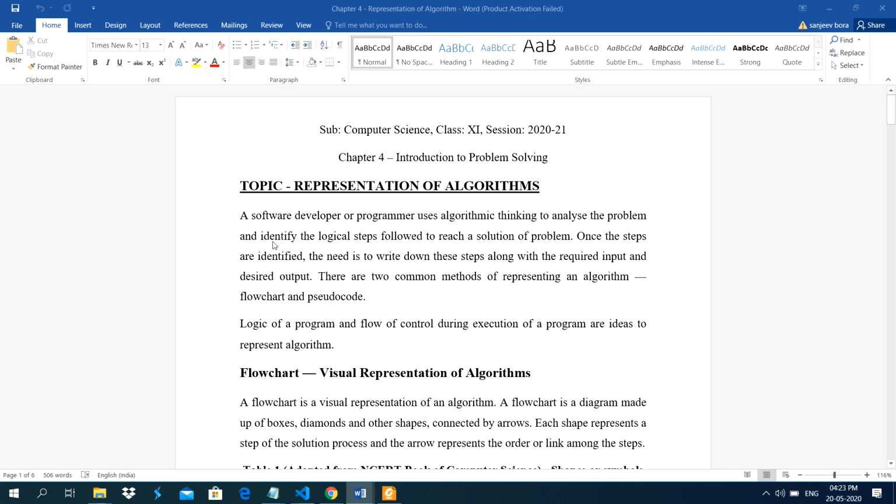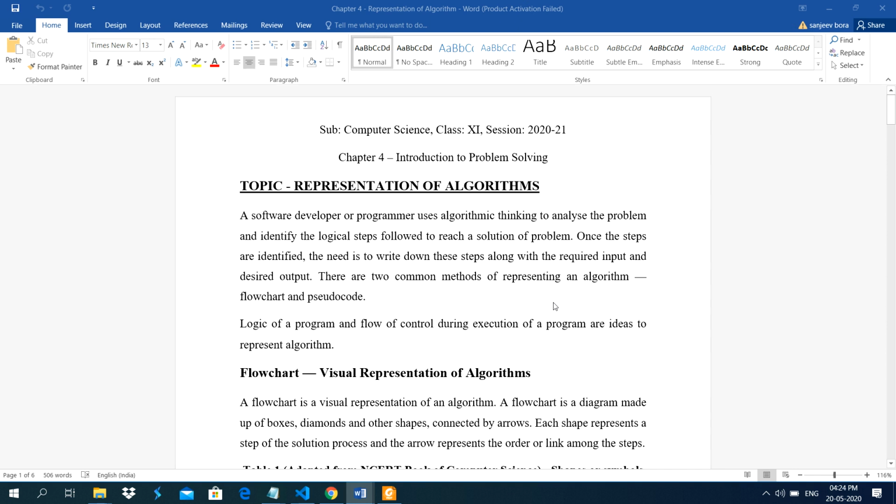Simply, like if you are solving a Sudoku problem, maybe your technique is different, and how you process it in your brain, another person can think in a different way to solve the problem. Once the steps are identified, the steps are logical steps. The need is to write down these steps with the required input and desired output.